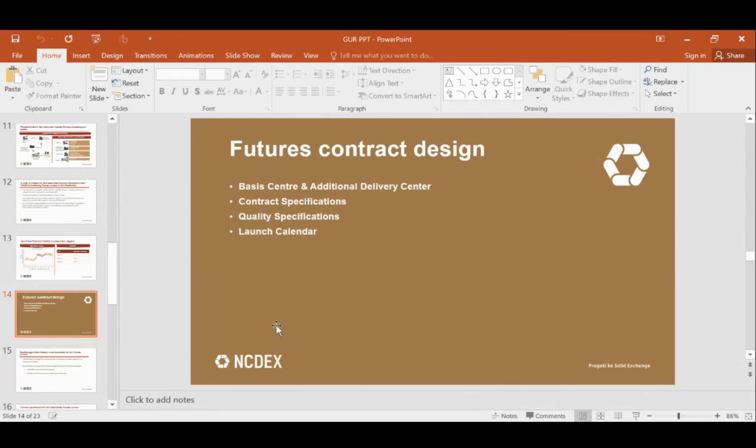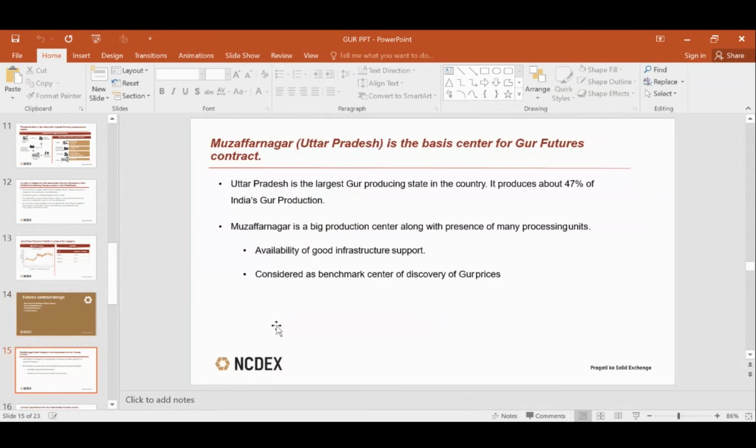So now we'll look at how this futures contract is designed. For our GUR feed grade futures contract, Muzaffarnagar in UP will be our basis center, because Uttar Pradesh is the largest GUR producing state in the country, and it produces 47% of India's GUR production. Also Muzaffarnagar is a big center, and Muzaffarnagar and nearby areas have key trading and production facilities, and a large set of value chain players are based here. Also, Muzaffarnagar has good availability of infrastructure, and Muzaffarnagar prices are considered a benchmark for the discovery of GUR prices.